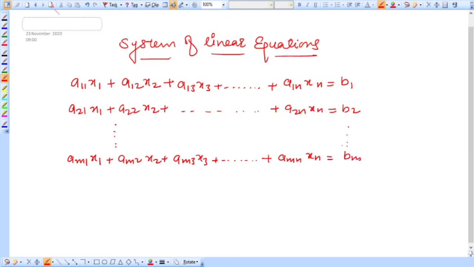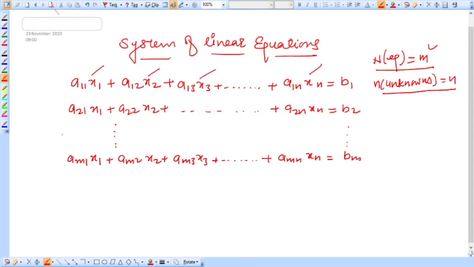So see here, how many equations are here? The number of equations is equal to m, and the number of unknowns is n. So here the number of equations is m and the number of unknowns is n. These x1, x2, x3 are known as unknowns, and the aij's are known as coefficients.